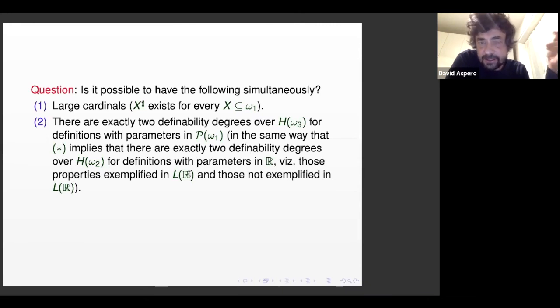So the analogous thing that you got with star, right? Where you had exactly 2 definability degrees over H omega 2 for definitions with parameters in the reals, namely everything that's exemplified in L of R and everything which is not exemplified in L of R.